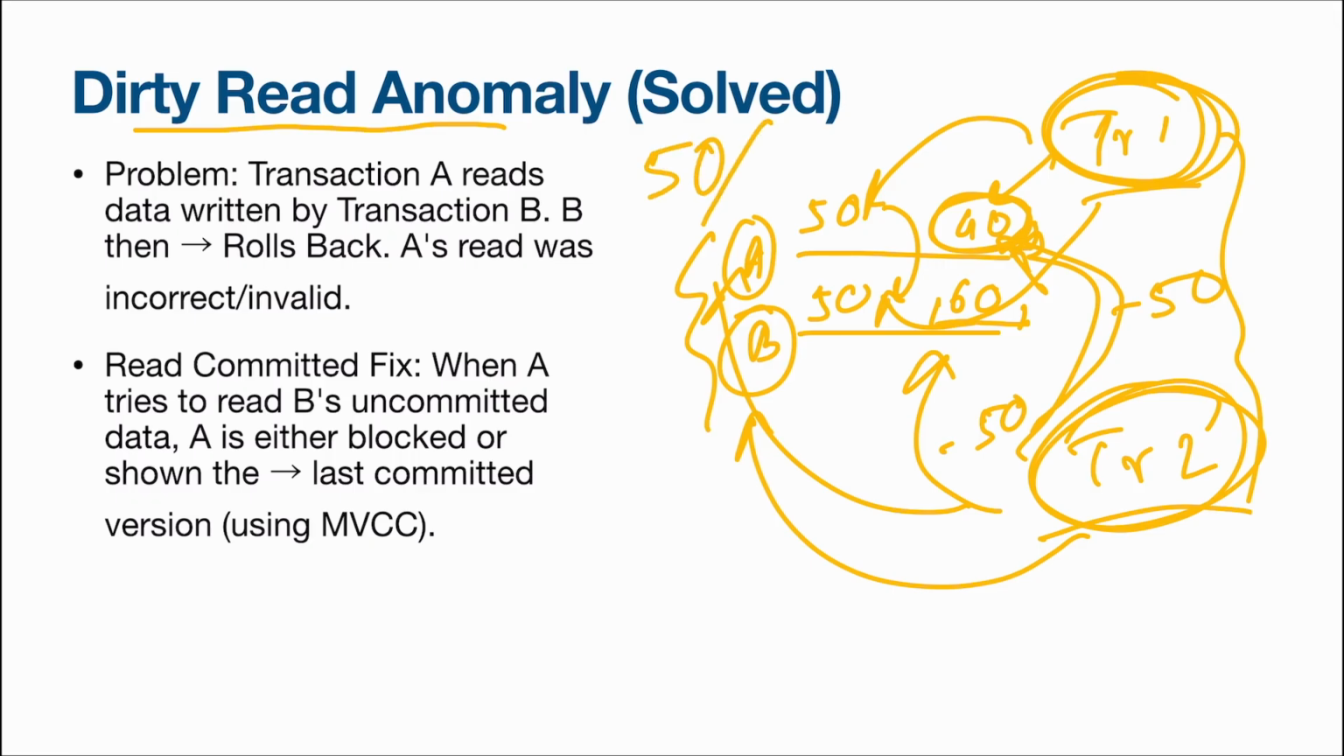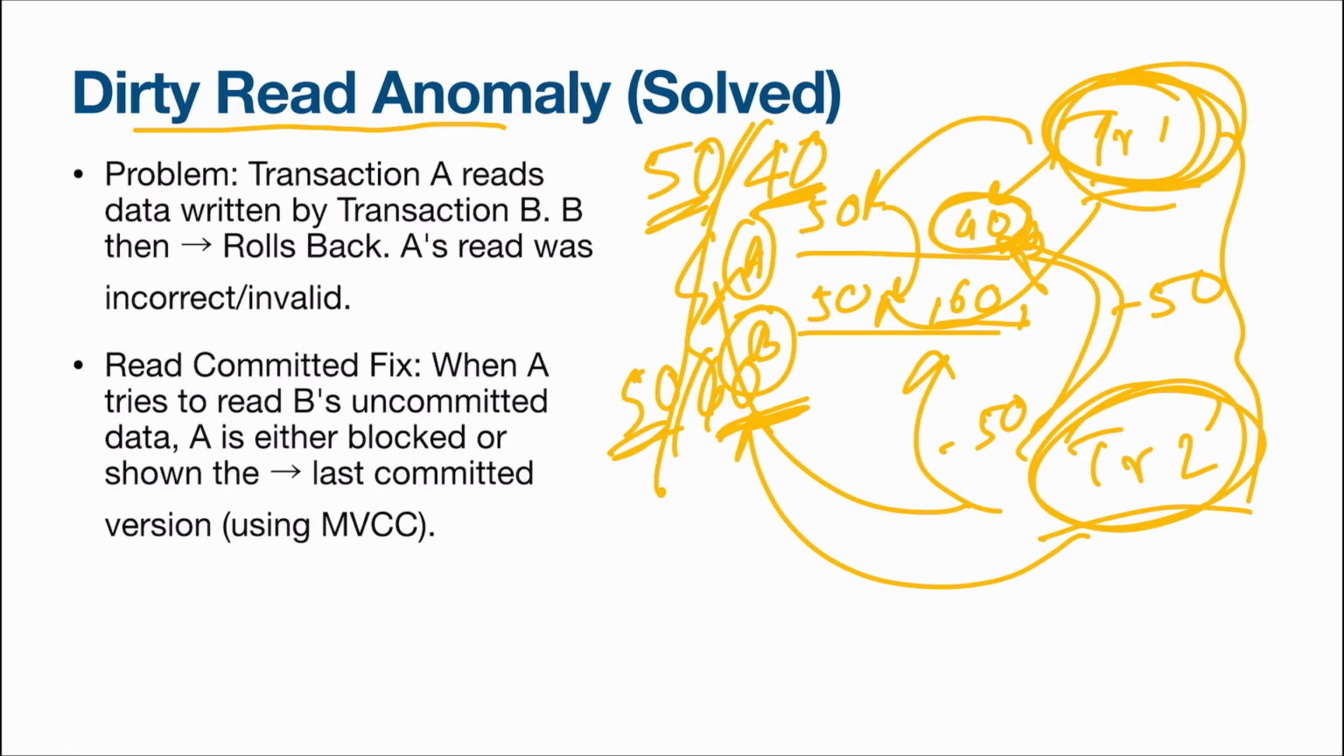A has to maintain 50 and maybe 40 while transaction 1 is ongoing, and B has to maintain 50 and 60 while transaction 1 is ongoing. The database understands that while transaction 1 is ongoing, the 40 and 60 should not be returned, only the 50 values should be returned to another transaction.